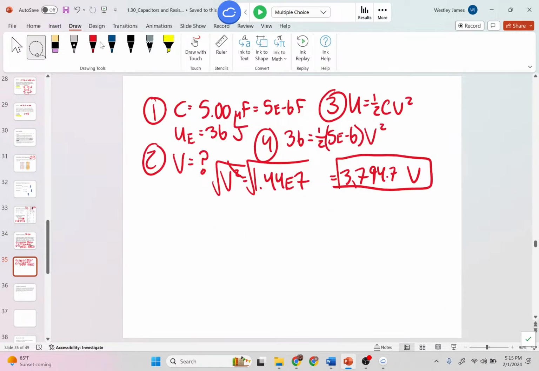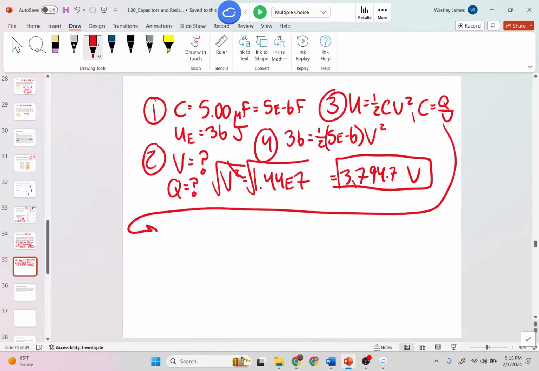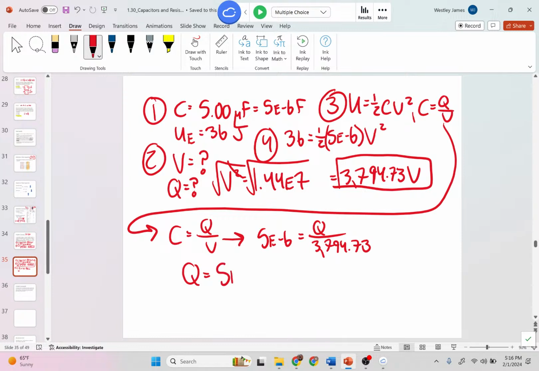So the next one also wants us to find Q. And so I will chuck that here, C equals Q over V. So C equals Q over V, plug in the numbers. So C is 5e to the minus 6 equals Q divided by 3,794.73. Why not put the second decimal place? It costs us nothing. Q equals those two numbers multiplied together, which equals something.